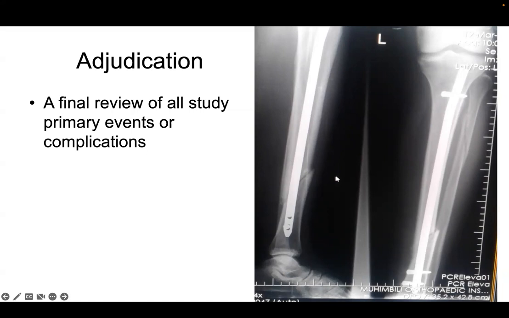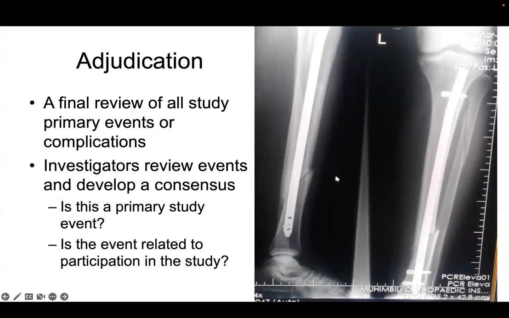The investigators will review events and develop a consensus as to whether a certain potential event that's being flagged on the follow-up forms counts as a primary event, right? For example, did a patient in fact have a fracture-related infection? If that happens to be our outcome of interest, sometimes ascertaining a fracture-related infection can be somewhat subjective. So adjudicators will want to get together, review the information, and ascertain whether the event is related to participation in the study or not. Same goes with adverse outcomes, right?